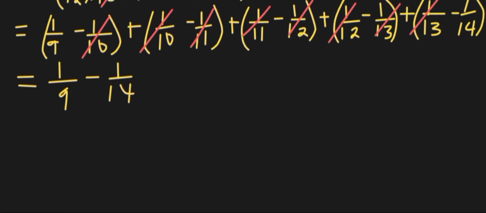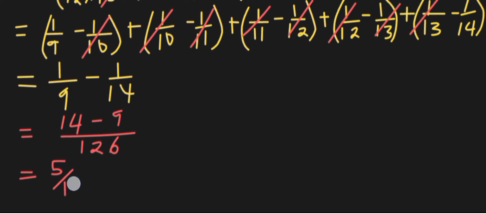where the LCD of 9 and 14, just the two fractions left, is 126. And the equivalent fractions will be 14 over 126, then minus 9 over 126, which gives a final answer of 5 over 126.